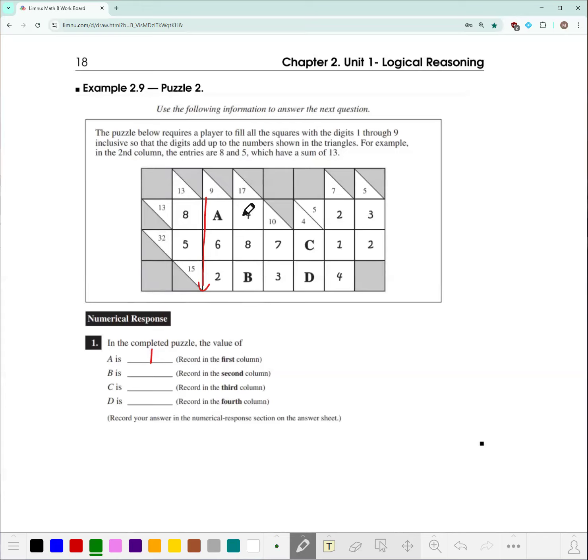How about B? Well, 17 is this column. So our missing number is adding to 17. We've got 4 and 8 plus B. Well, 4 plus 8 is 12, so 5 must be our missing number. Tough stuff so far. Okay, C. It might be easiest to go this way because we don't know D, so you can't go here. Or maybe you could solve D first.